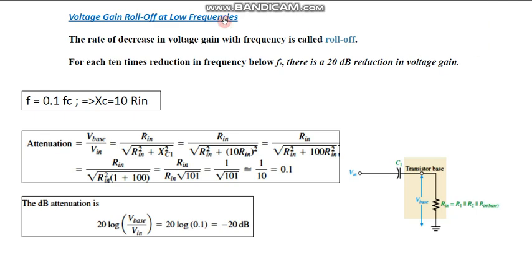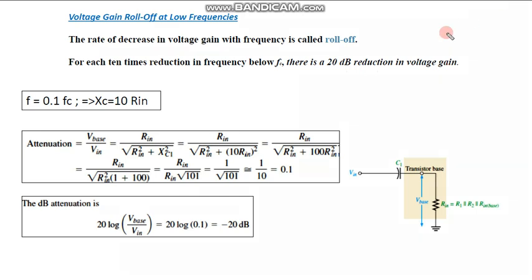Okay, now let's talk about voltage gain roll off at lower frequencies. Now, roll off is defined as what? The rate of decrease in the voltage gain with frequency is called roll off. And the next thing is, for each 10 times reduction in frequency below Fc, there is a 20 dB reduction in voltage gain. So this is a general rule.